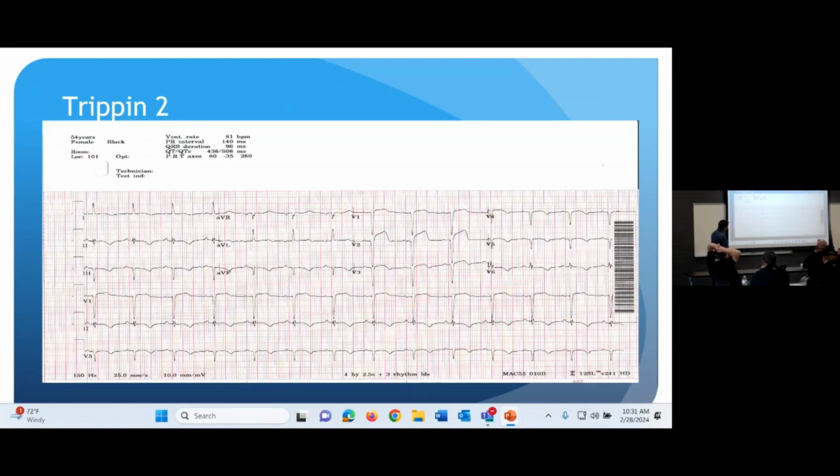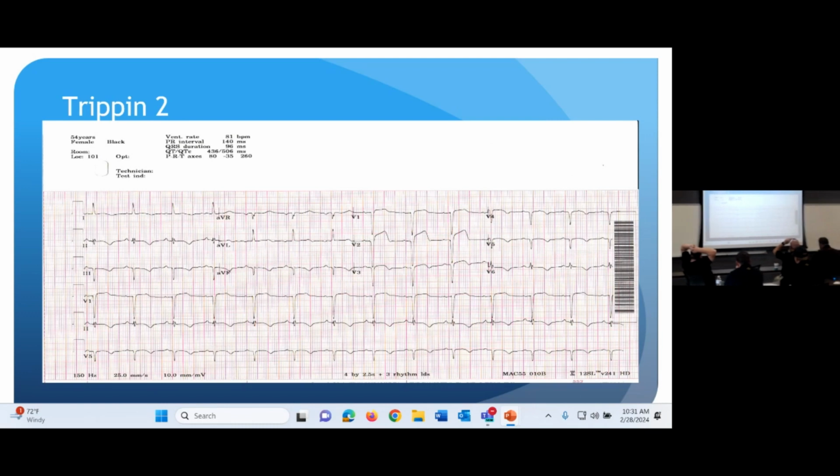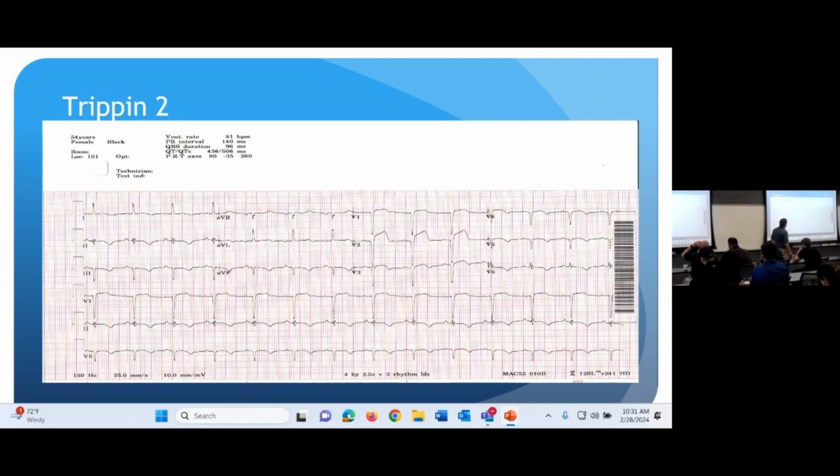Same dude, but this is a different EKG for him. So this is his EKG. What do y'all see there? Too fast, too slow, or okay? Rate's okay? Look for injury patterns. And what do y'all see? Who says STEMI? Raise your hand. Who says no STEMI? Good, everybody's awake. Good, yeah. So he's having a STEMI.